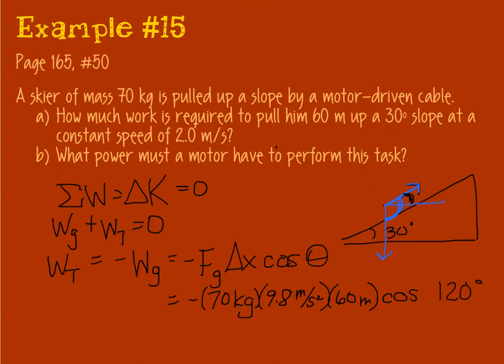You, of course, need to make sure that your calculator is in degree mode as you're doing this math. But if you plug this all into a calculator, you'll find that the work that is done by tension is 2.1 times 10 to the 4th joules.